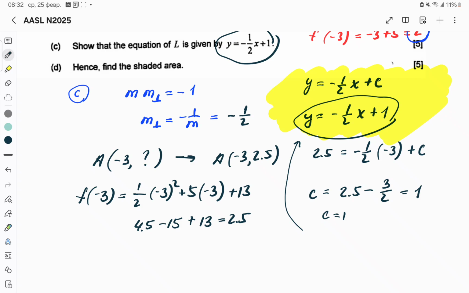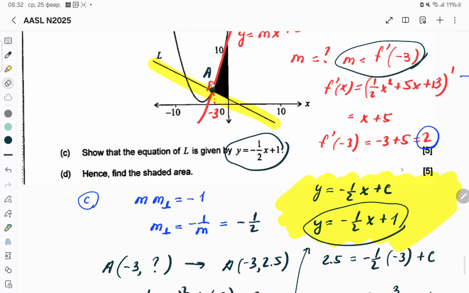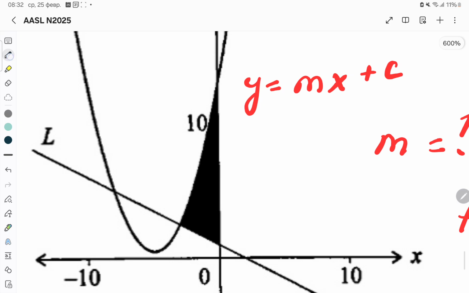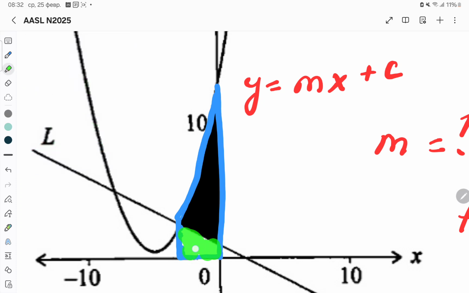Okay, now D, yeah? Hence find the shaded area. Okay, now it is another challenge. We have to find the shaded area. Let's focus our attention on the shaded area now. So have a look. What we have in the shaded area here is this shape, and we can subtract this trapezoid, kind of trapezium, the yellow area, yellow or green, what we will choose. Let's say green.